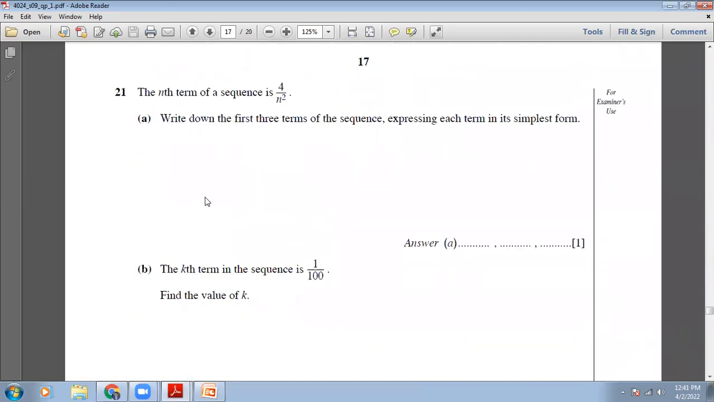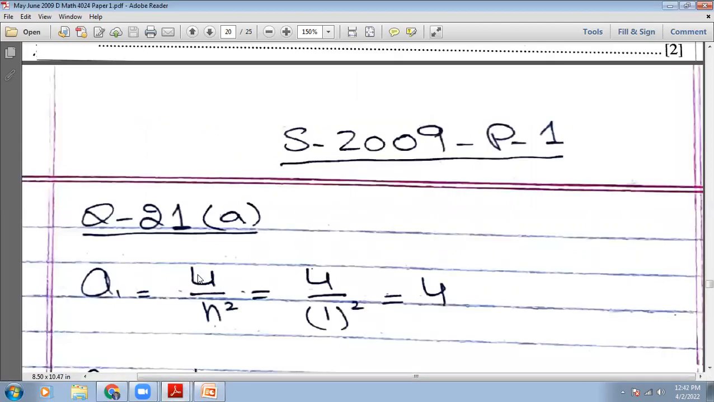He says the nth term of a sequence is 4 by n squared. Write down the first 3 terms of the sequence, expressing each term in its simplest form. So the formula is given. In the place of n, substitute 1, you will get the first term. In the place of n, substitute 2, you get the second term. In the place of n, substitute 3, you get the third term. So let me show you.